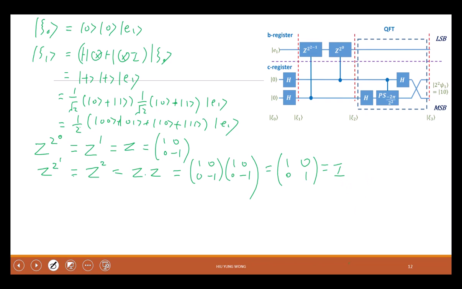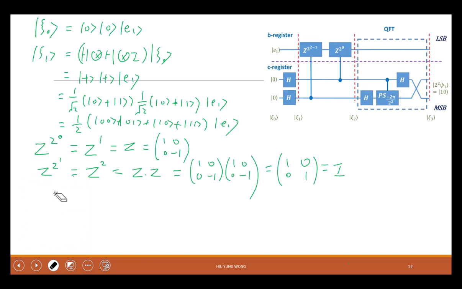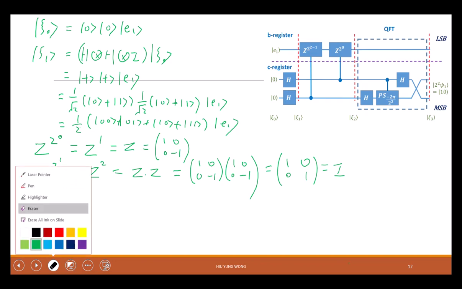So if we want to study the Z2, right, this. What do I want to say? I'm sorry, I missed one thing. Yes, I will do this in the next slide.